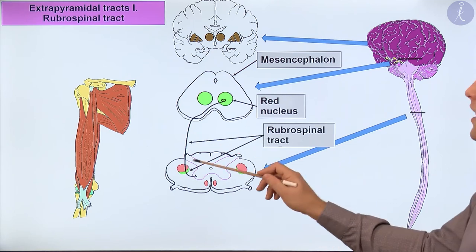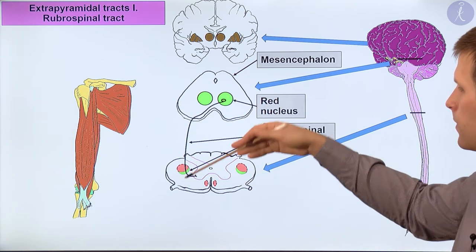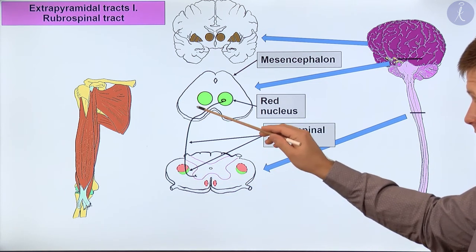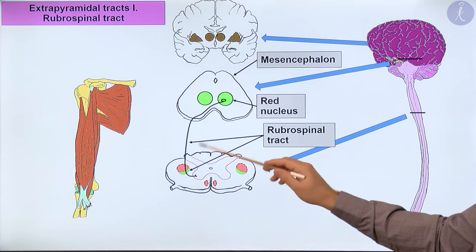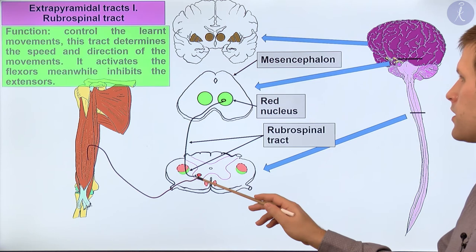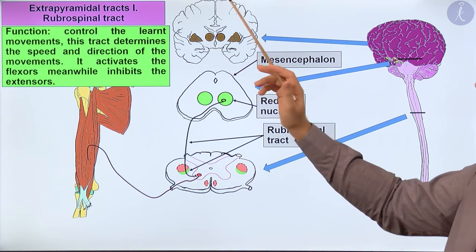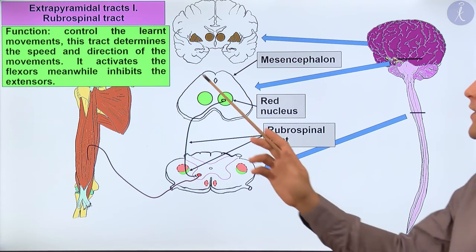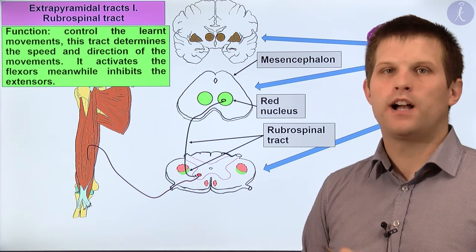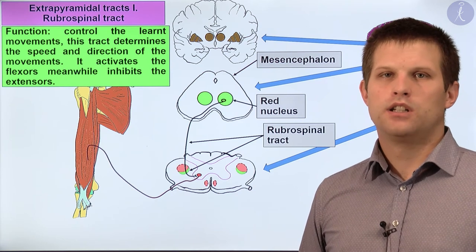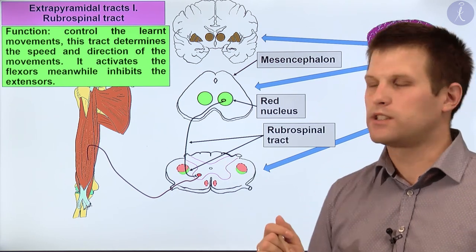So this tract is located a bit medial and forward compared to the lateral corticospinal tract, and these fiber bundles together are the so-called rubrospinal tract. This rubrospinal tract will control the already learned movements and determine the speed and direction of the movements. Important to know, it activates the flexors, meanwhile inhibits the extensors. If we do not inhibit the extensors, we cannot do anything with the flexors.